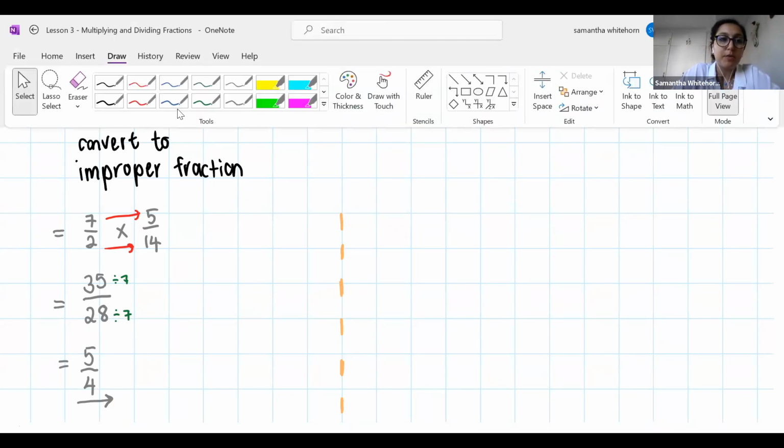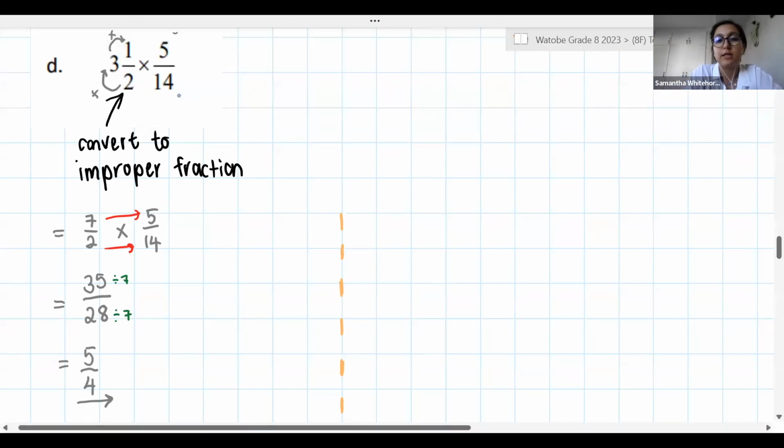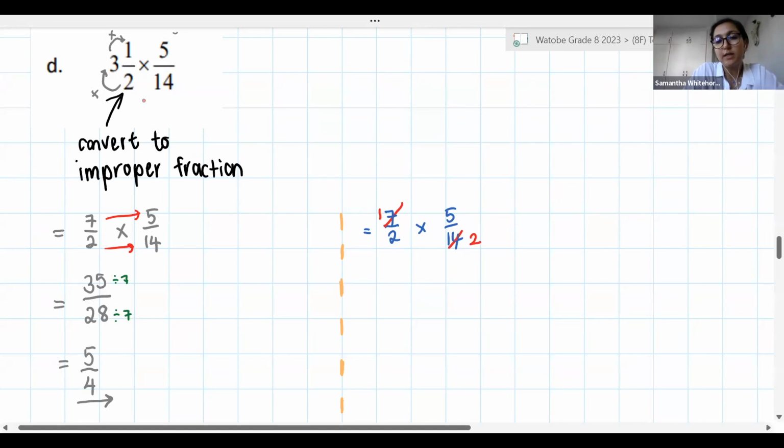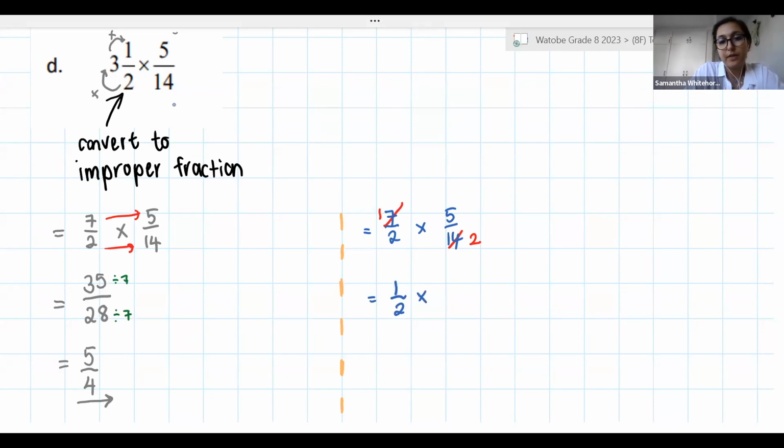Alrighty, that's option 1. Option 2 is to do your cross cancelling. So once you've got your improper fraction of 7 over 2 times your 5 over 14, you can start to cross cancel. We know that 7 divides into 7 once and into 14 twice. Now you've got a much simpler fraction that you can multiply. So our first fraction is simplified to 1 over 2, and our second fraction is 5 over 2.